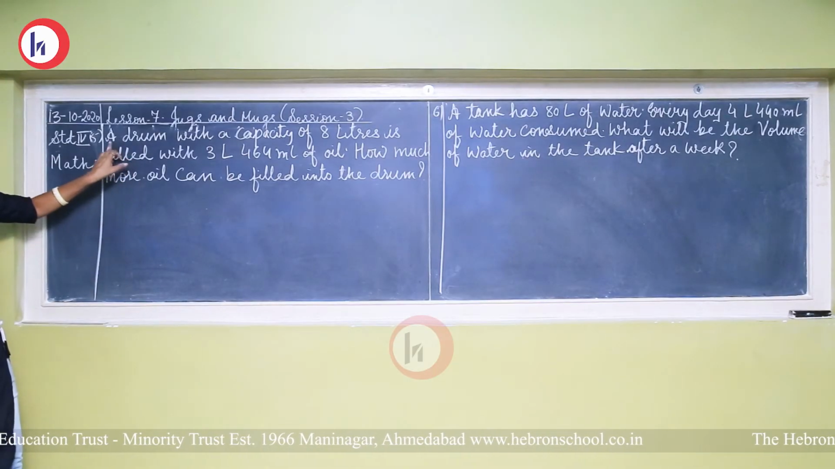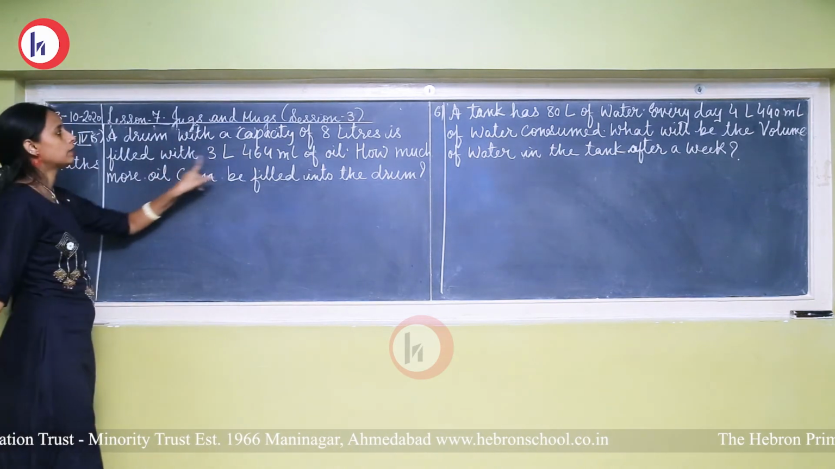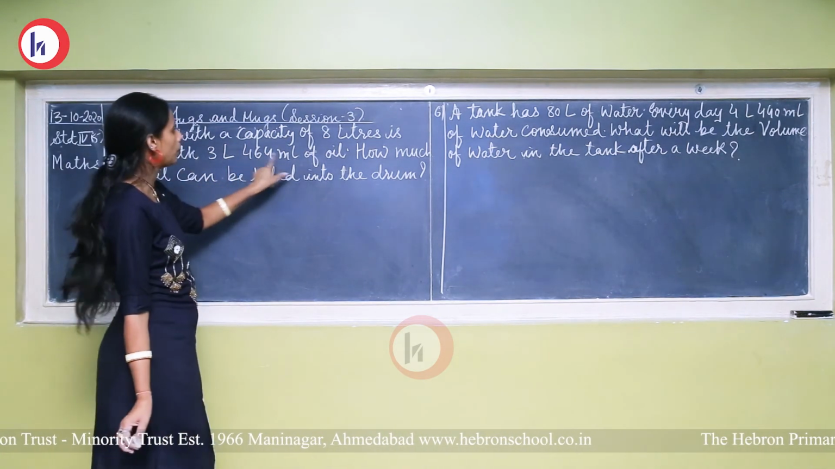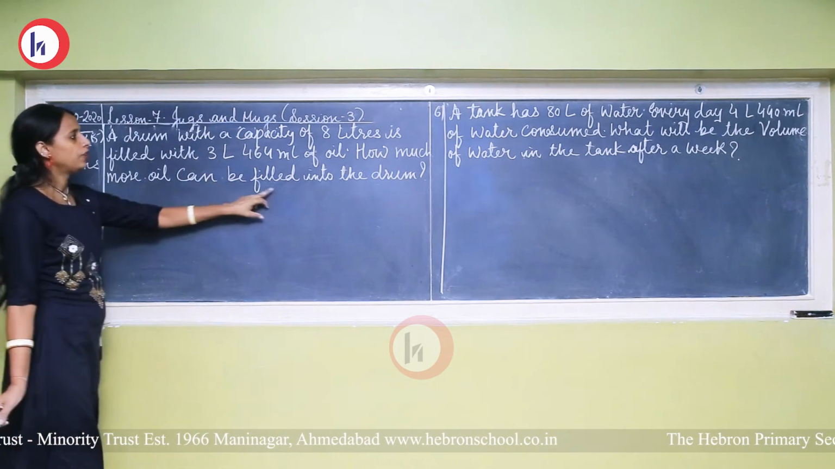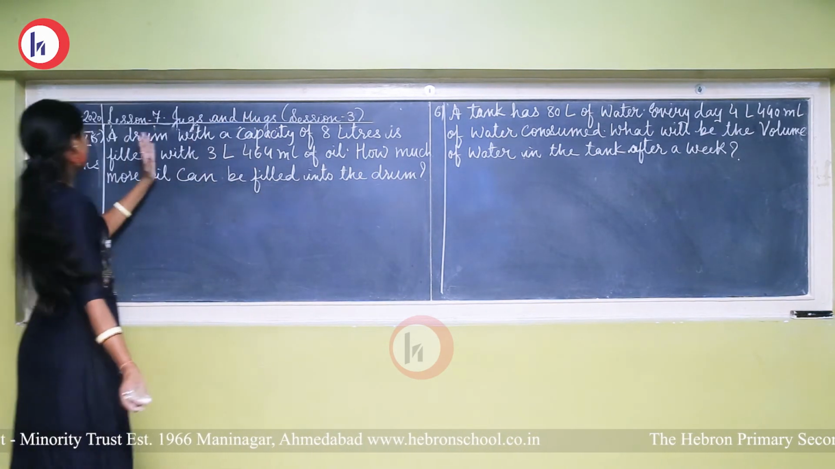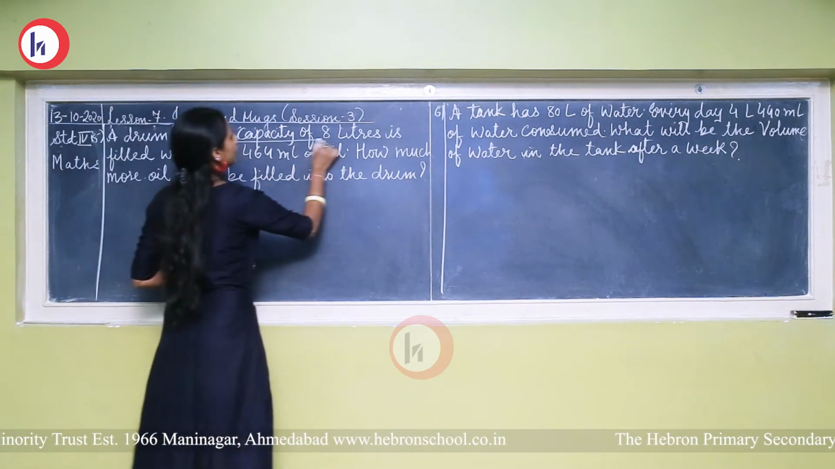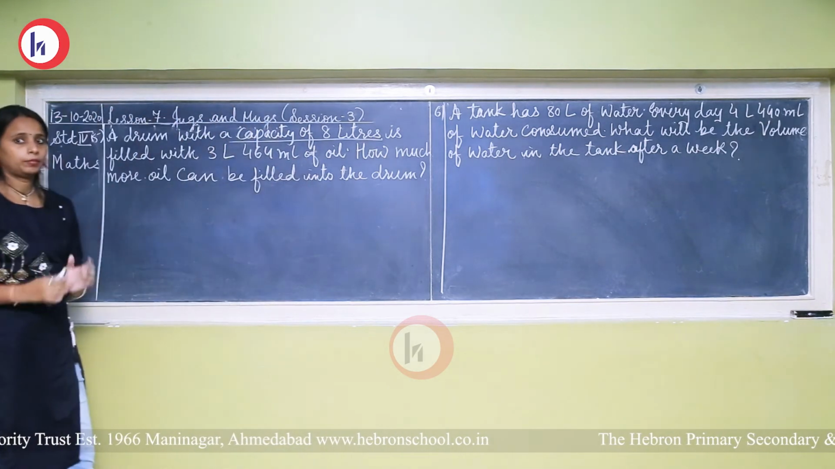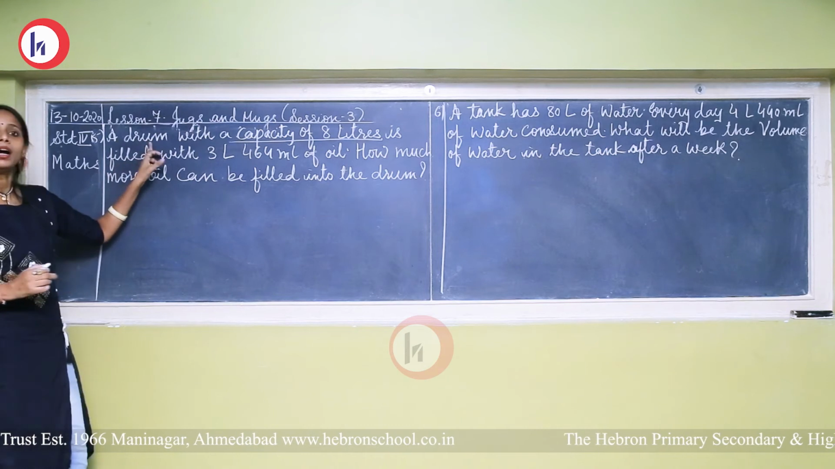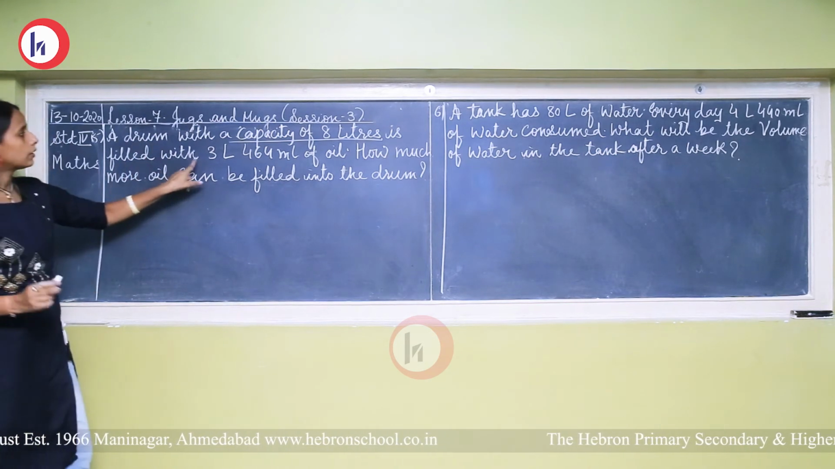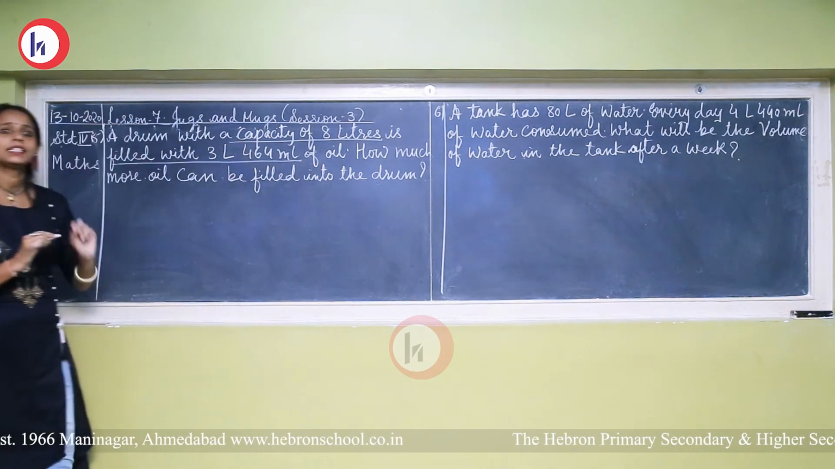Okay. Next question. A drum with a capacity of 8 liters is filled with 3 liter 464 milliliter of oil. How much more oil can be filled into the drum? Let us read again. A drum with a capacity of 8 liter. Capacity means how much water, how much oil can be filled in a drum. Now, filled with 3 liter 464 milliliter of oil.